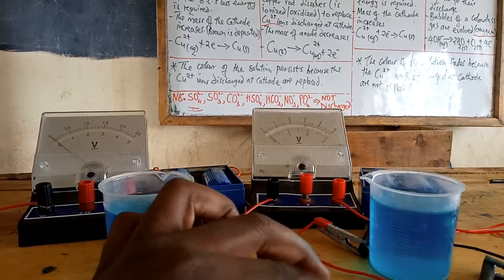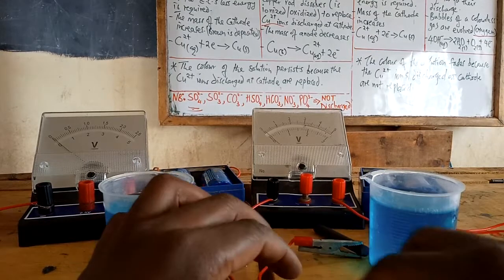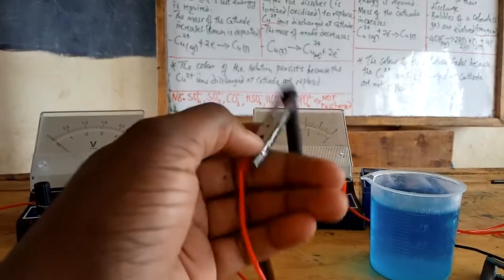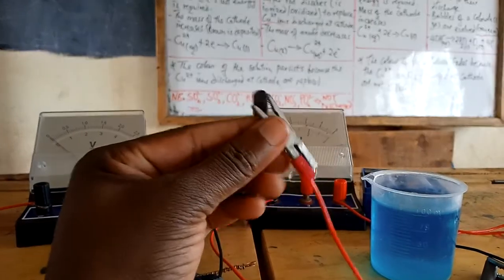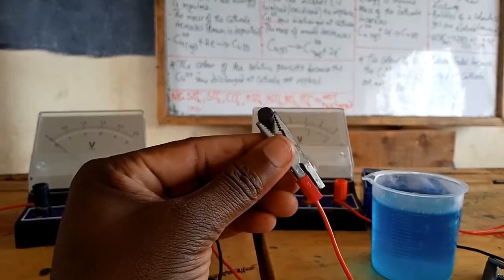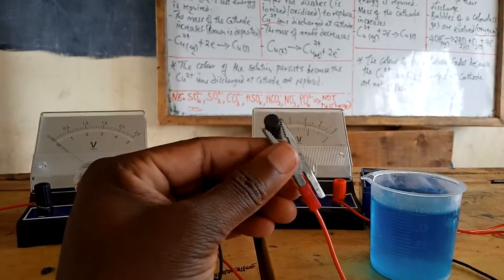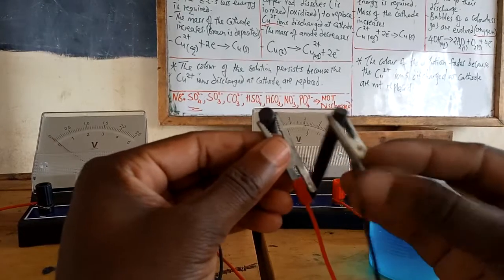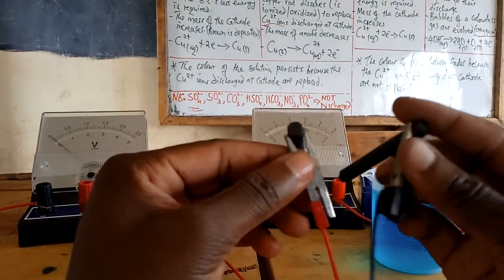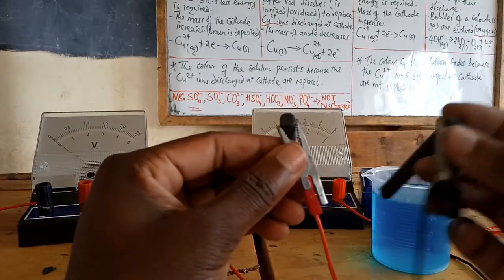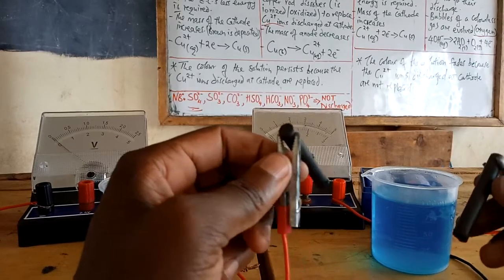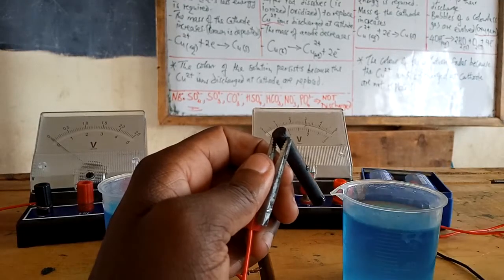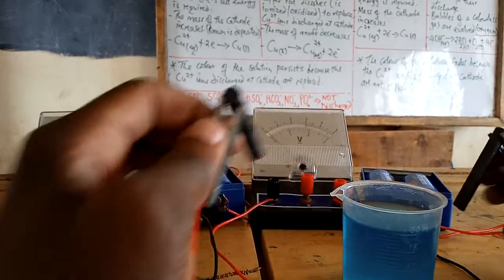So I have two pegs here, or crocodile clips. You can see there is one black and one red. I'm going to put them inside the copper 2 solution, which is now our electrolyte. So this is basically how to set up electrolysis. First I'm going to place the red one and then see what happens on the voltmeter. You can see the voltmeter reading there is 0.